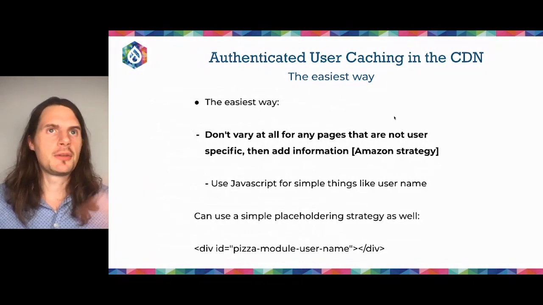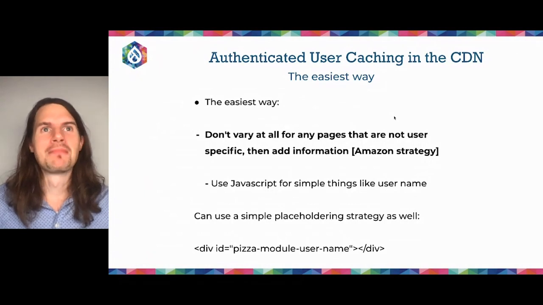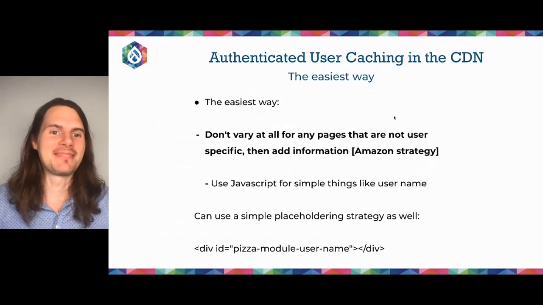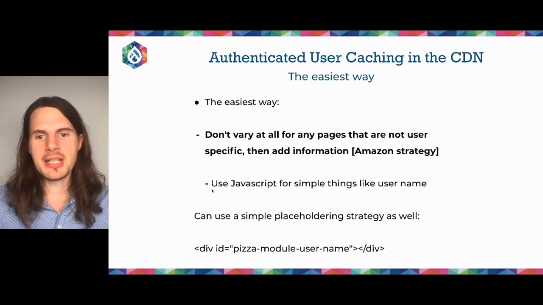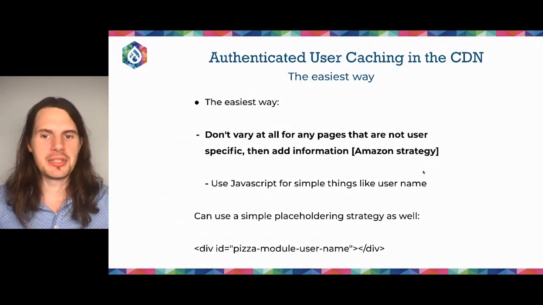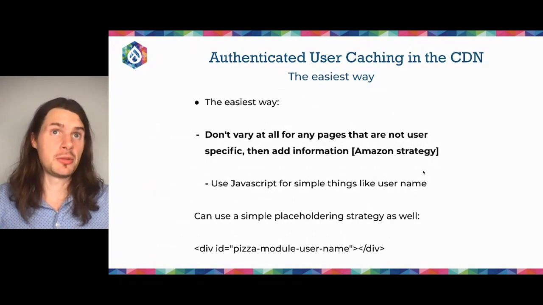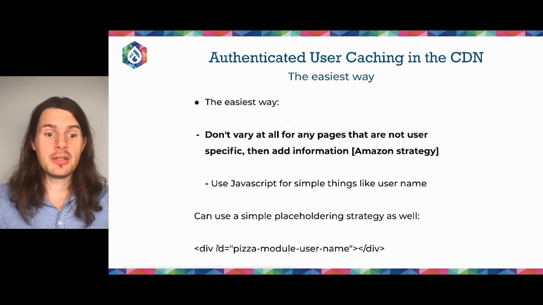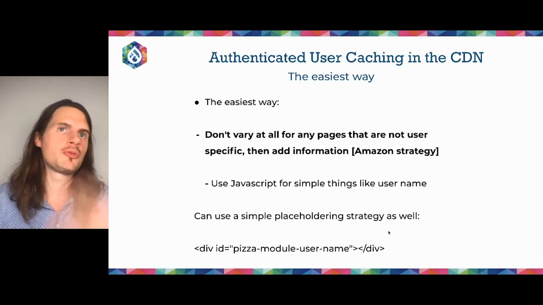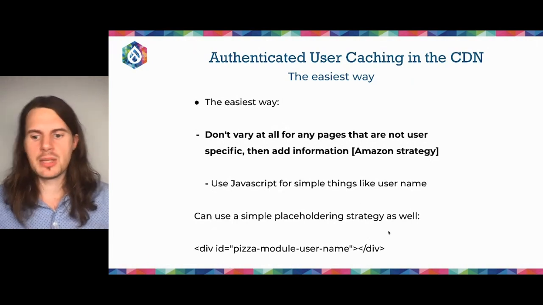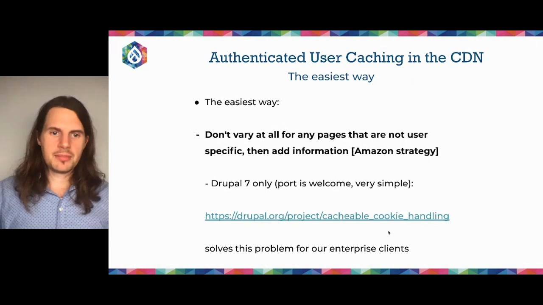So if you load a page on Amazon, it takes a little bit longer to load, then it will say hello, username, instead of hello, Fabian. I was pretty curious to see that, but yeah, that's how they do it. And you can just use JavaScript for simple things like the username, unless you need to ensure that it's also usable without JavaScript. You can also use your own very simple placeholder strategy. You just put in a div with an ID, like pizza model username, add some JavaScript, Drupal behaviors like usual, jQuery, whatever, put it in a cookie and that works.